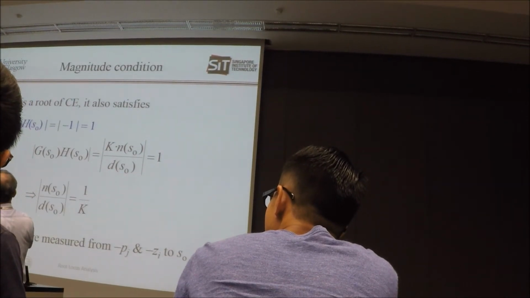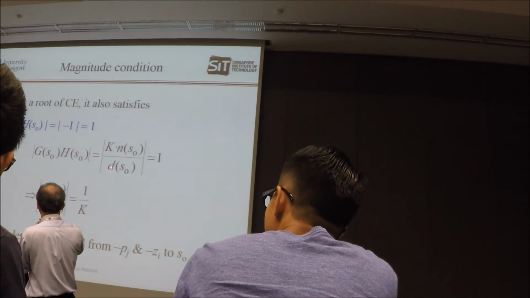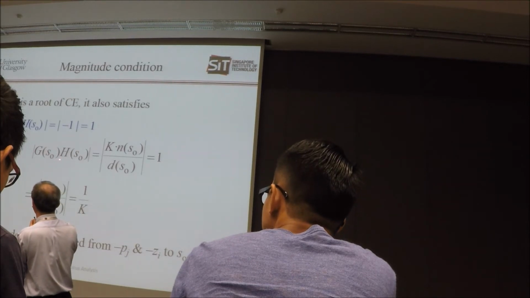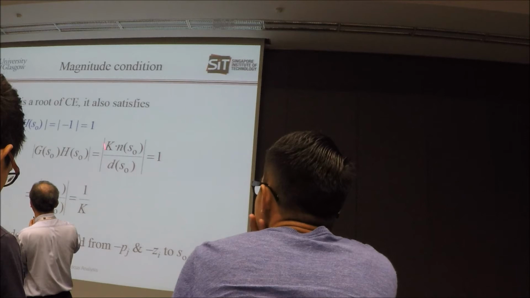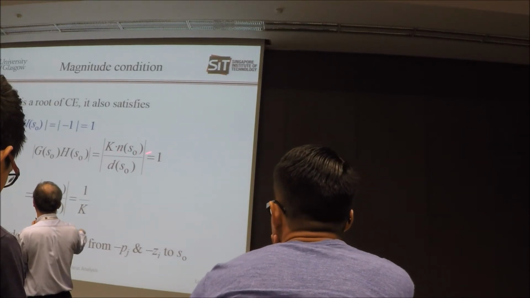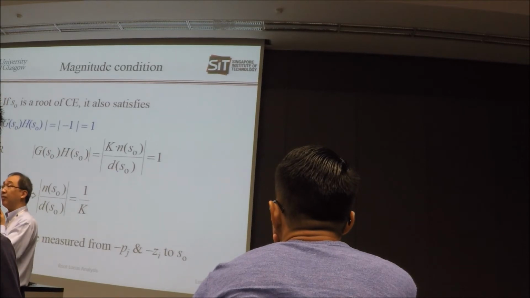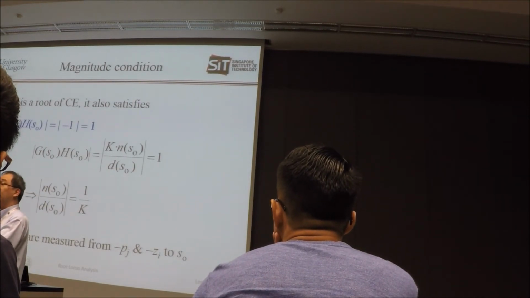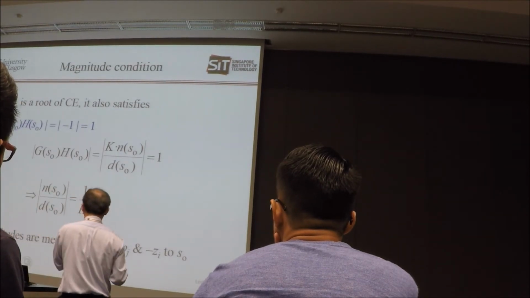So in a way, if we make use of the numerator polynomial and denominator polynomial, we can put it this way: the magnitude of G(S0)H(S0) is going to be equal to K times N(S0) over D(S0), which is equal to 1, and that's what we meant. You can work out the K value if you know any point on the root locus. Any point on the root locus.